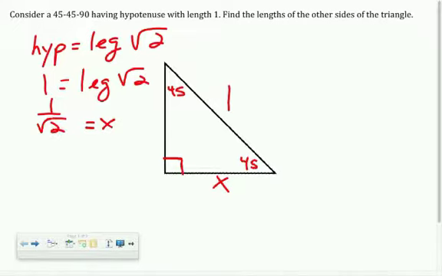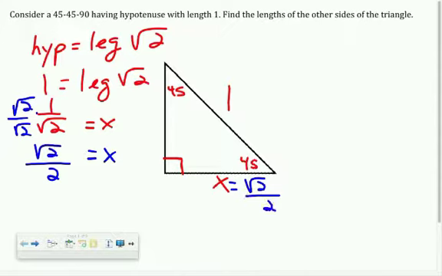Now, of course, you remember that we can't have a radical in the denominator, so we rationalize this denominator, and we end up with x being radical 2 over 2. And this is also radical 2 over 2. And this is very important that you be able to calculate this very quickly because this triangle, along with a 30, 60, 90, just like it, becomes very, very important to us when we are asked to memorize the sine, cosine, tangent of angles such as 45 and 30 and 60 and 90.